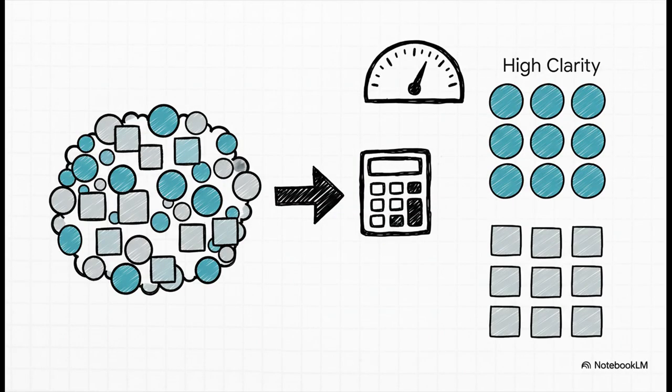Well, the answer, not surprisingly, is a little bit of math. The algorithm calculates a score for every single attribute. It's technically called information gain, but honestly, the best way to think about it is as a clarity score. It's basically a number that tells us how well a question splits up all our messy, jumbled data into clean, predictable groups. The higher the clarity score, the better the question.